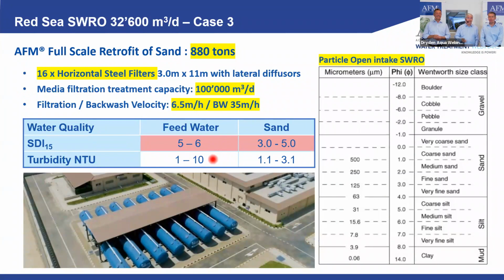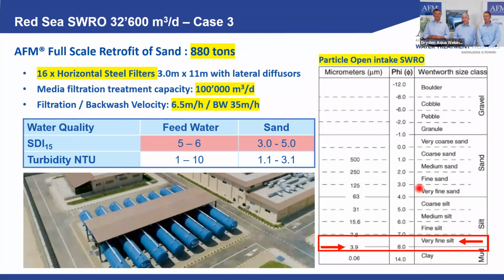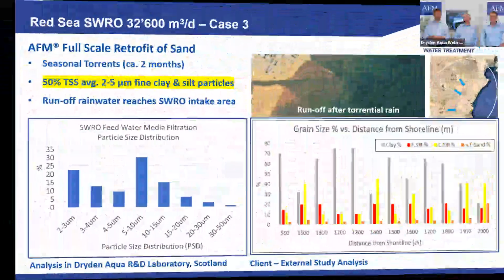So they have SDI in the feed of 5 to 6, which you find in many desalination plants. That's normal. What is not so normal in this case is that even if they run at only 6.5 meters, they only achieve a 3 to 5 SDI. So why is this the case? I will quickly show you, as a first slide, what they found out. They found out they have very fine silts, around 4 micron particle size, and that's too fine for sand, especially when it's coagulated.